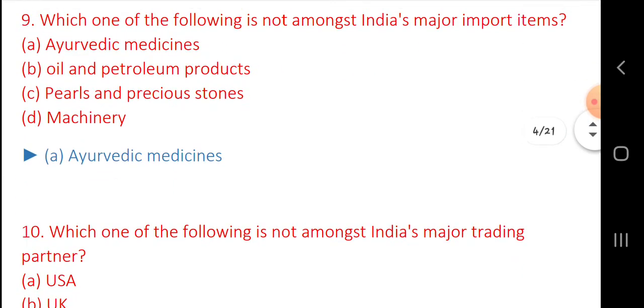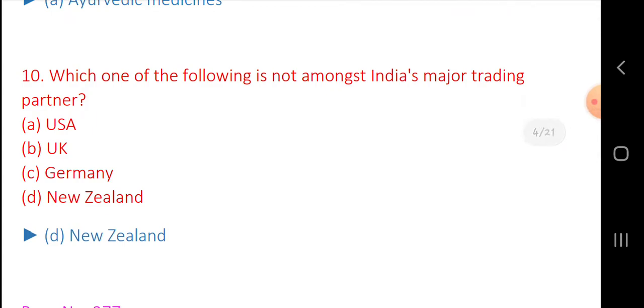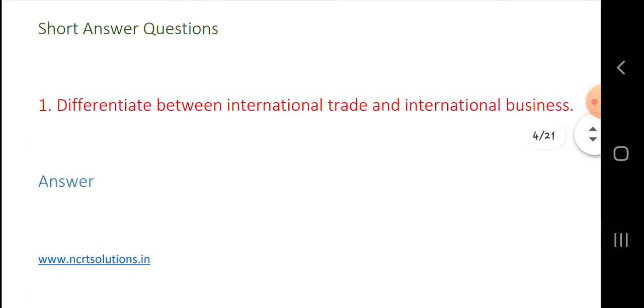Next, which one of the following is not amongst India's major import items? Ayurvedic medicine. And which of the following is not amongst India's major trading partners? New Zealand. International trade major with New Zealand.